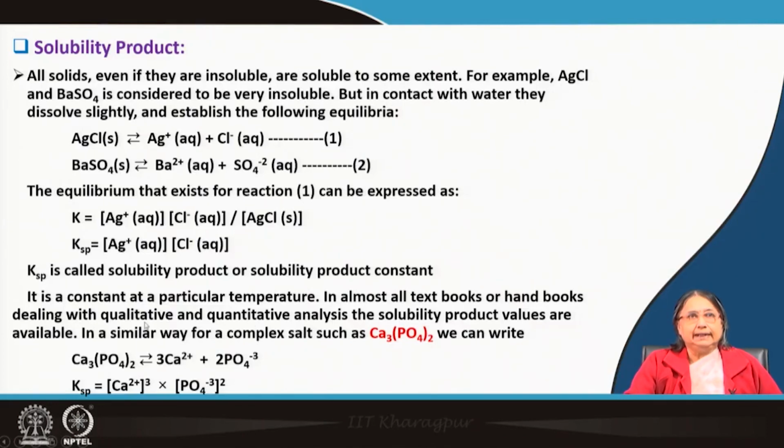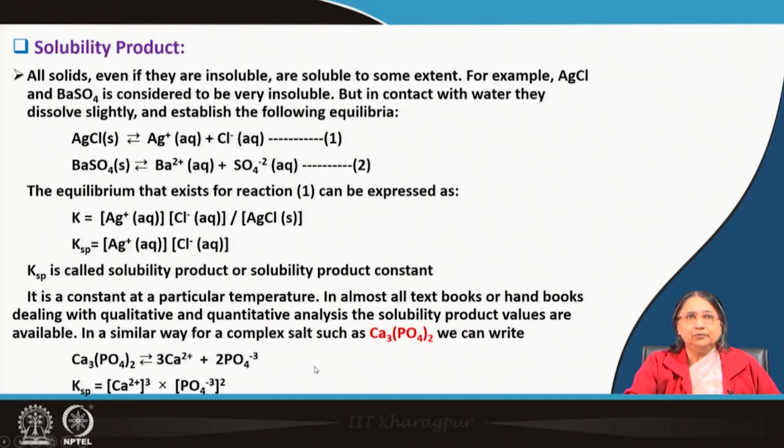It is a constant at a particular temperature. All equilibrium constants are constants at a particular temperature. In almost all textbooks or handbooks dealing with qualitative and quantitative analysis, the solubility product values are available. You can see it as a list, they show at 25 degrees centigrade what the solubility product values are.